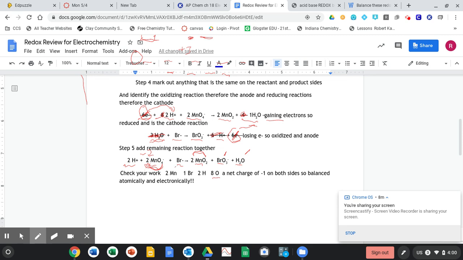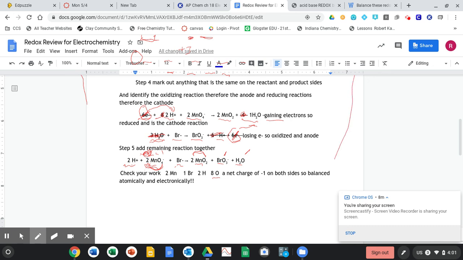Oh, it's a -3 plus 2, so it's a -1. Geez, I didn't even see all these charges. So I have +2, -2, so neutral, -1, and I have a -1. So I have a net charge of -1 on both sides. So it is balanced atomically and electronically.